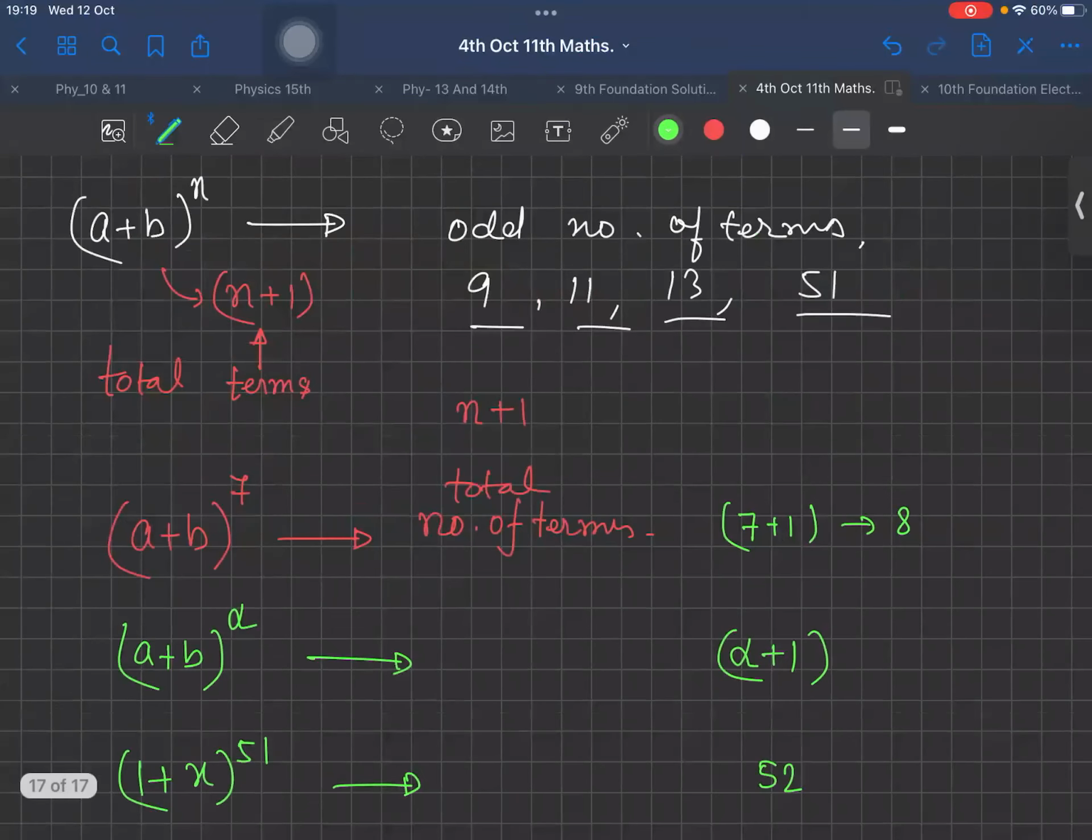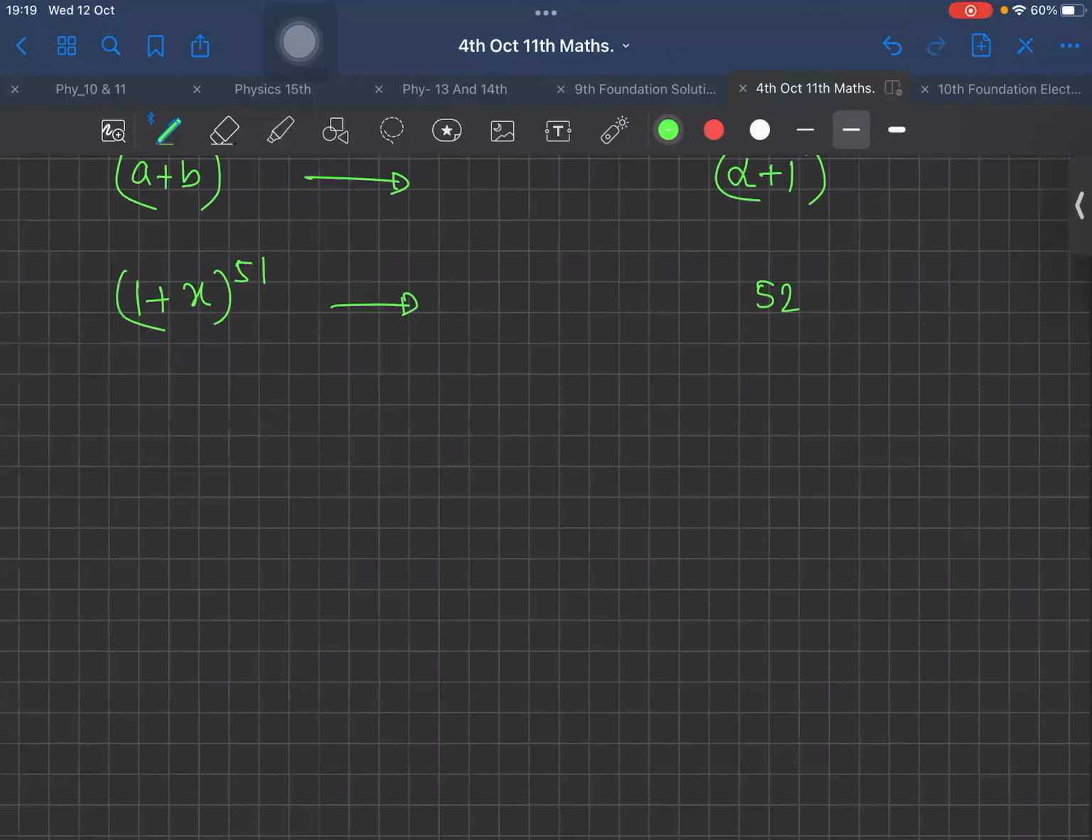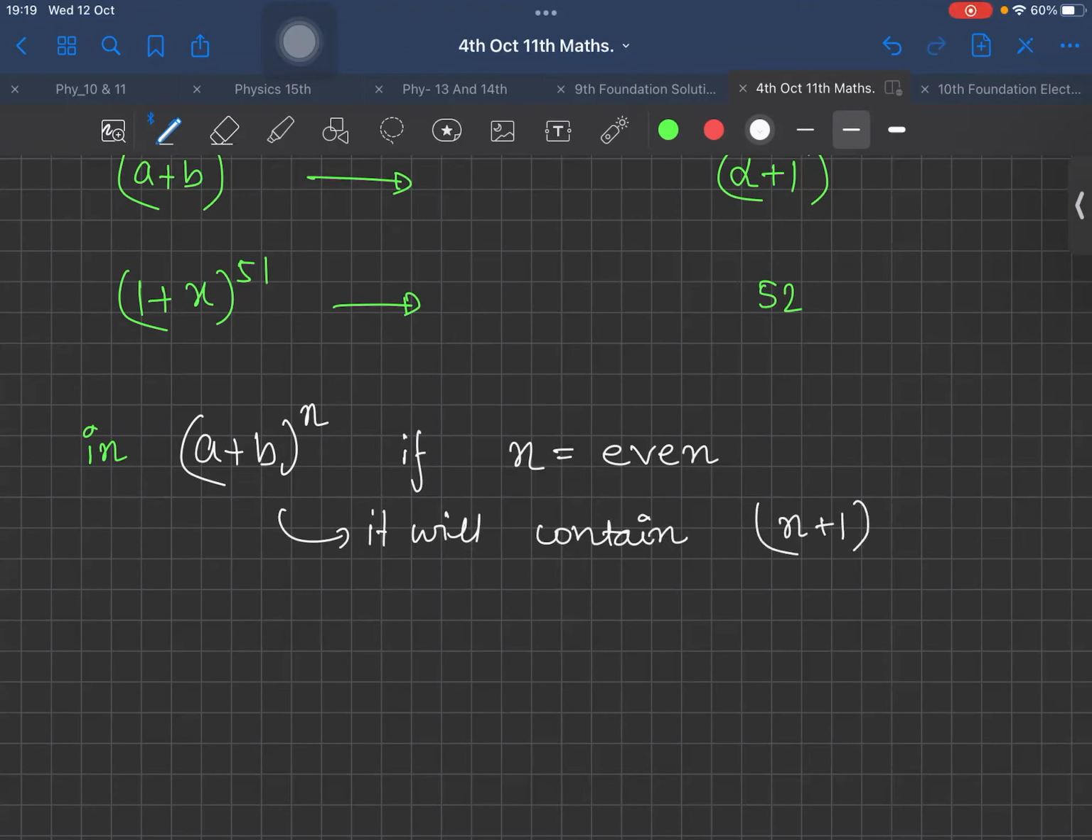Okay. So now you see, if an odd number of terms are there, that means n is even, right? If n is even, that means there will be an odd number of terms because you add 1 to it, right? Okay, let me write here. If in (a plus b) to the power of n, n is even, how many terms will it contain? n plus 1, which is an odd number of terms.